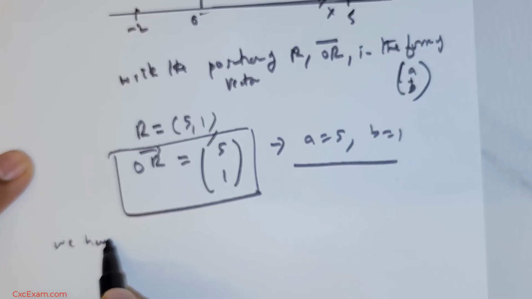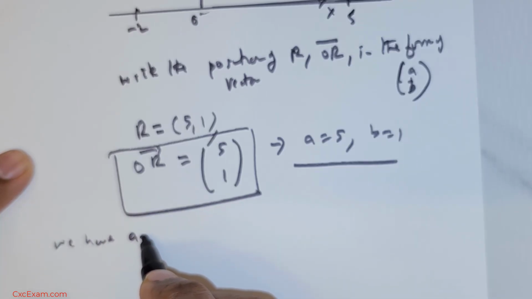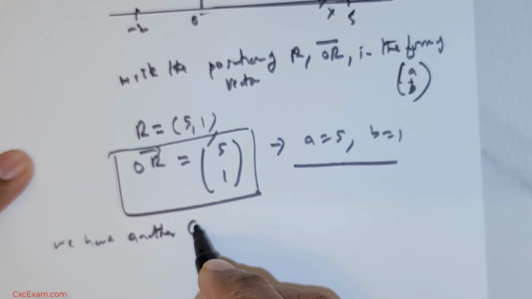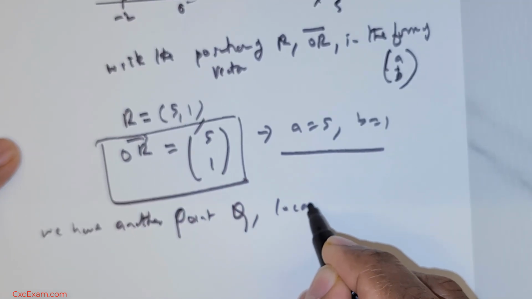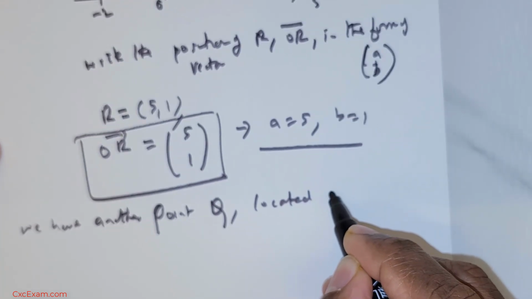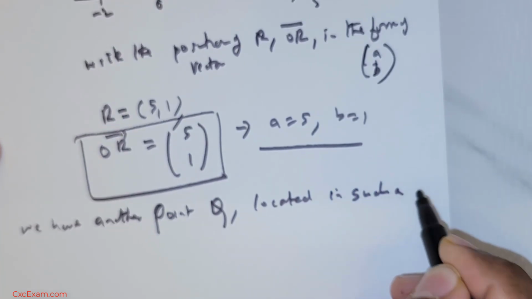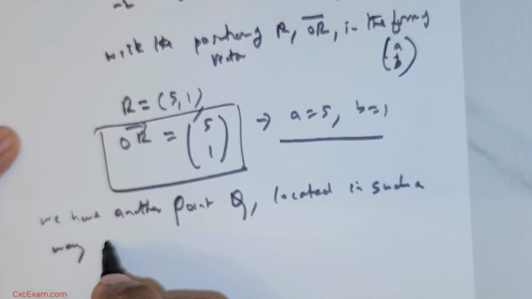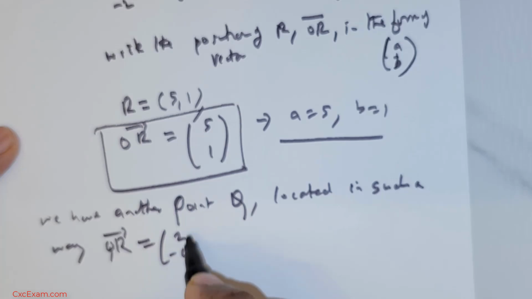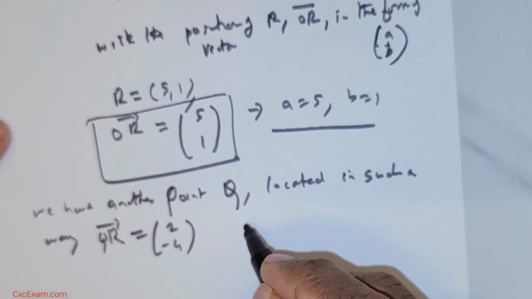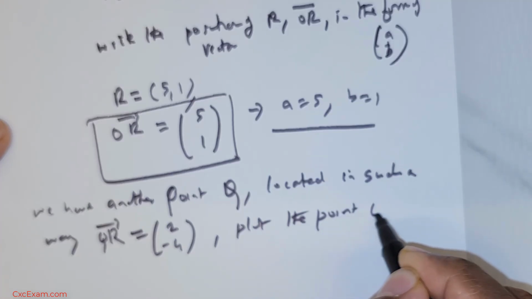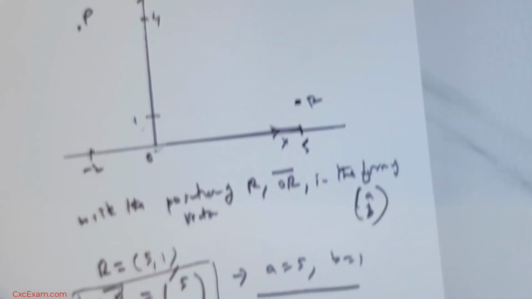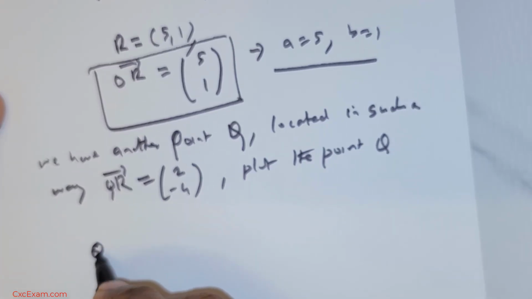Okay, now this is part 2. We have another point. This is exactly what is given in the question. We have another point Q located in such a way that QR vector is (2, -4). So we are asked to plot the point Q. So we have to plot the point at Q. Now we are given QR vector.